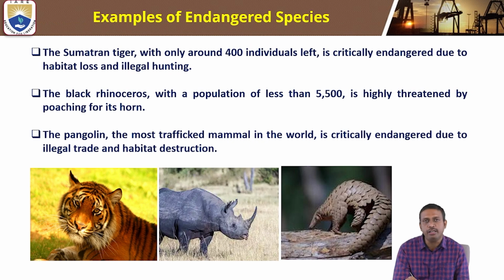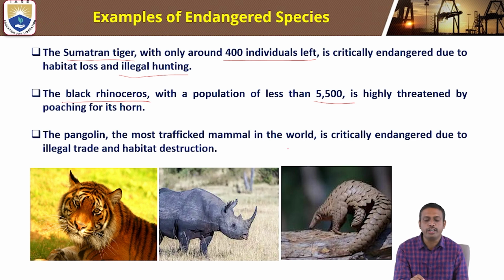What are examples of endangered species? One example is the Sumatran tiger, with only around 400 individuals left, which is critically endangered due to habitat loss and illegal hunting. Another is the black rhinoceros, with a population of less than 5,500, highly threatened by poaching for its horn. Examples of endangered species are the Sumatran tiger, black rhinoceros, and pangolin.